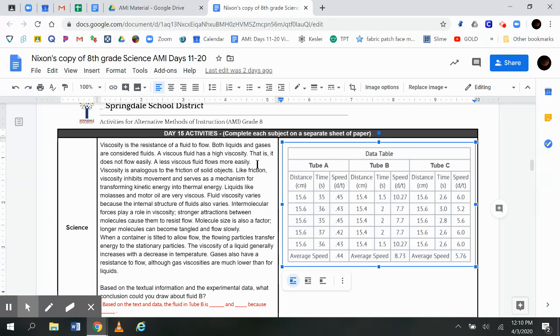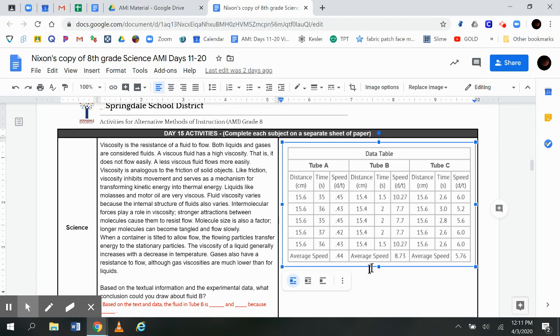So what they're saying here is if it is a high level of viscosity, it's going to move very slowly, sort of like when you're pouring syrup out. And a less viscous fluid flows more easily, like perhaps water. So you can compare pouring something that moves very slowly versus something that moves fast. Okay, let's look down here because I'm starting to get a picture of what they're looking for.